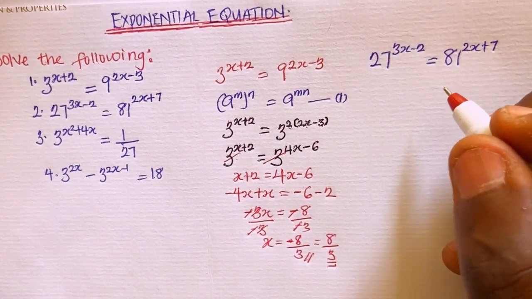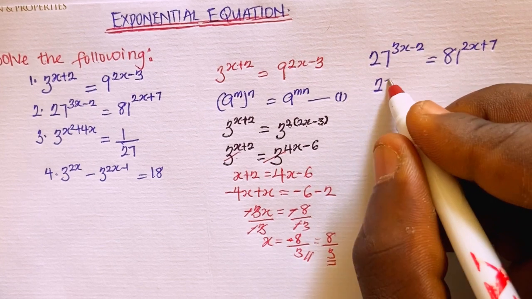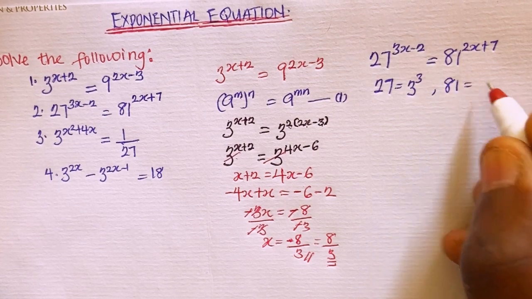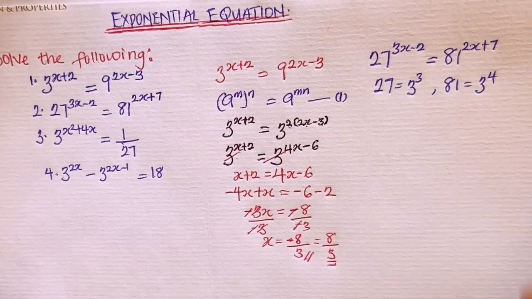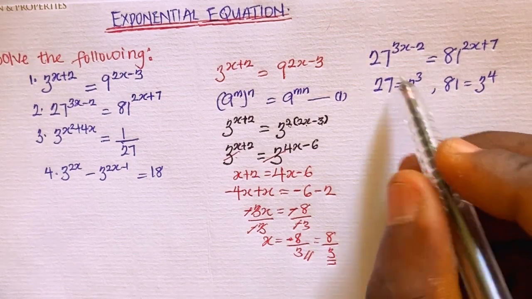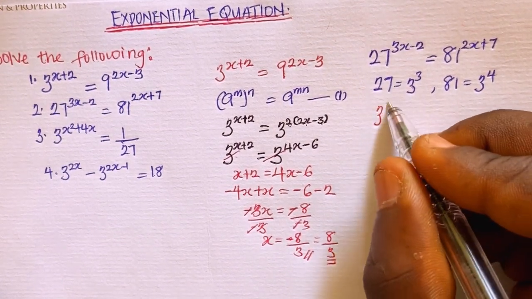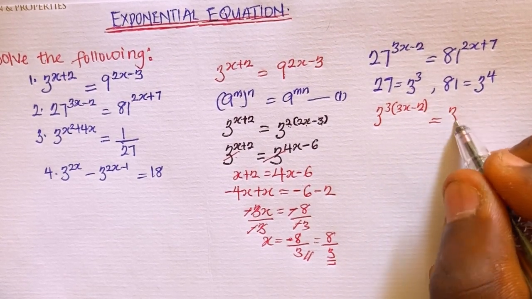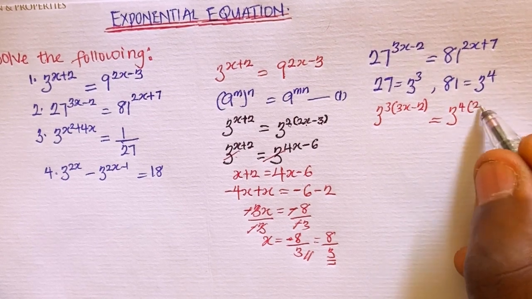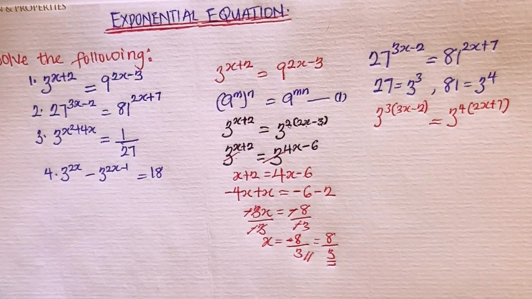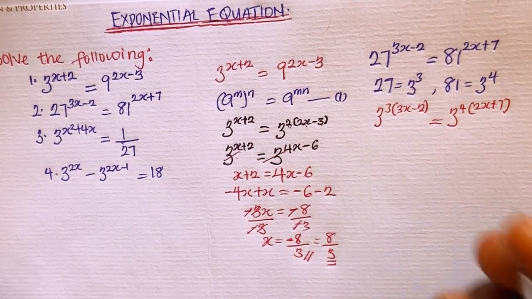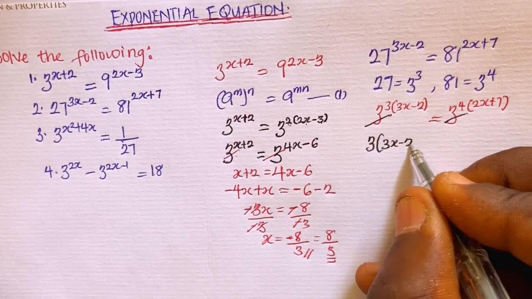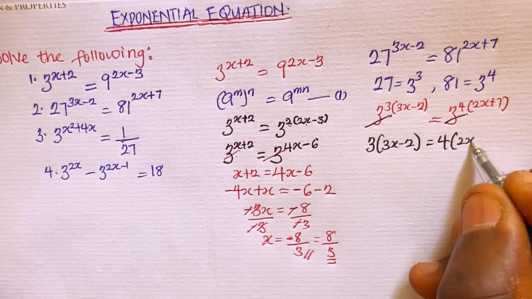I'll still apply the same law, since I know that my 27 can also be written as 3 to the power 3, and my 81 can also be written as 3 to the power 4. So I'm going to have 3 raised to the power 3 into bracket 3x minus 2, close the bracket, equal, here you are going to have 3 raised to the power 4 into bracket 2x plus 7, then I close it. So now I have the same base, so this will cancel this. I'm going to have 3 into bracket 3x minus 2 equal to 4 into bracket 2x plus 7.